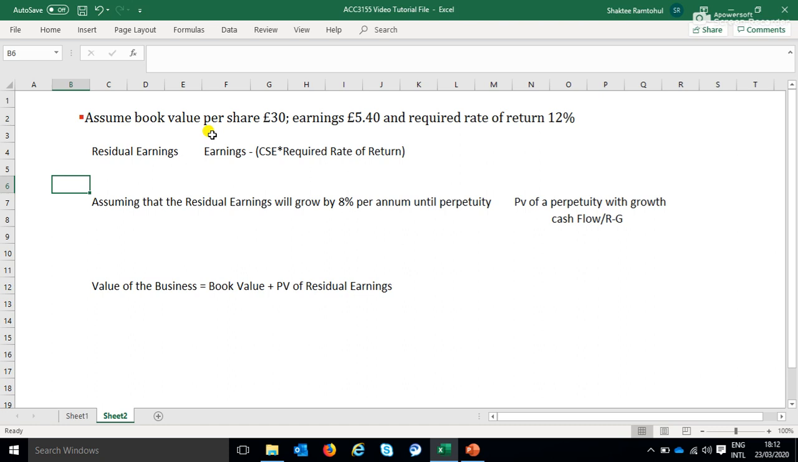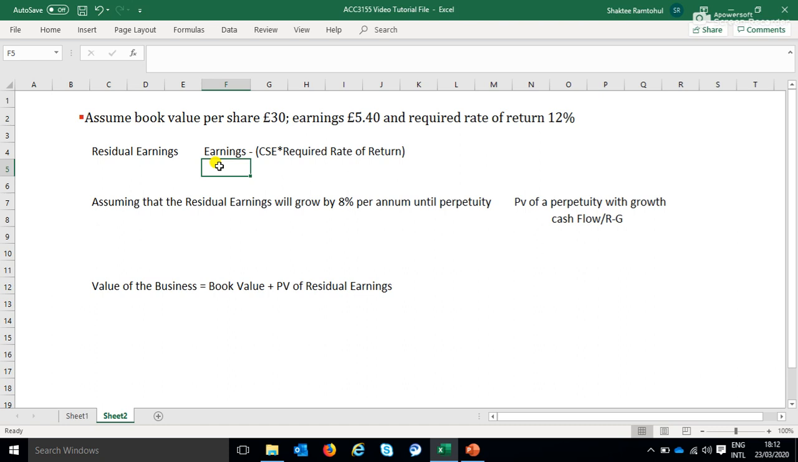So assume book value per share £30, earnings £5.40, and required rate of return is 12%. Now, for equity value, you can work with the total number of shares, or you can work with one share, and then to have the final value you can multiply by the number of shares. So it doesn't change the technique. Here we'll be working on a per share basis.